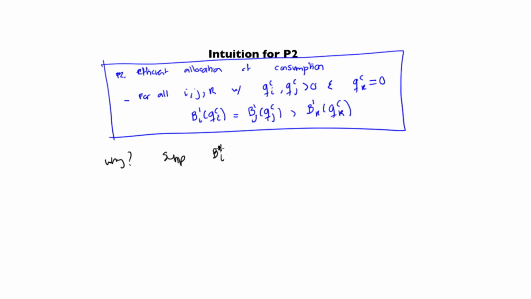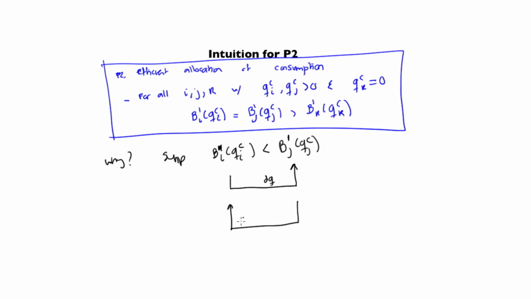Say the marginal benefit for consumer I at what it gets is less than the marginal benefit of consumer J for what it gets at an interior allocation. So suppose that is the case. I claim that we can produce a Pareto improvement. How? What we do is we take a marginal amount dq of Q from the person with the low marginal benefit, and we give it to the person with the high marginal benefit. So we move things in this direction.